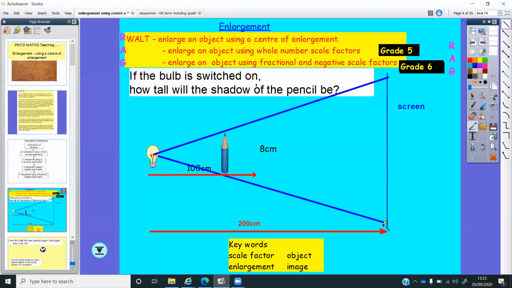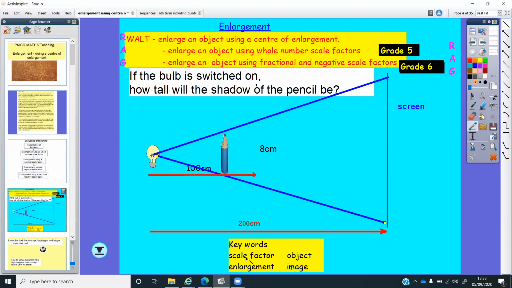So what do we want out of this? Well, the minimum we want is that there is a relationship between the size of the image, and that's what we're going to call it now. We're going to call it the shadow. We're going to call it the image. It has something to do with the relationship between how far the object is from the centre of enlargement and how far the image will be from the centre of enlargement. So these distances make a difference here. We're going to use that a little bit later on.